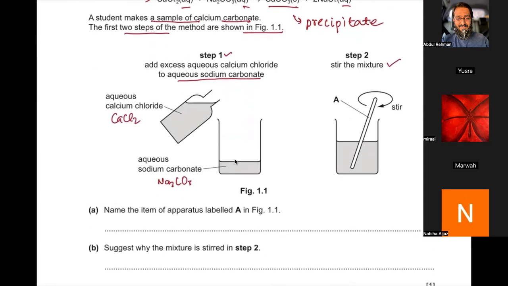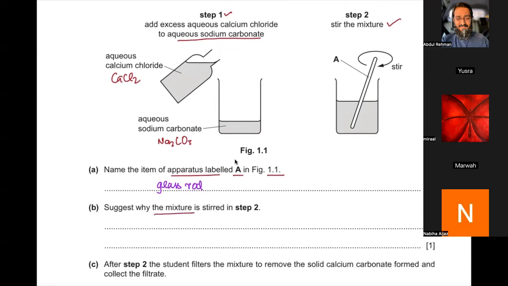Now what they are asking: name the item of apparatus labeled A in figure 1.1. Can anyone tell what it is? A stirring rod? Okay. But basically remember, the thing which we use to stir a solution is called a glass rod. We name it glass rod. So do remember this. It's a glass rod which is used to stir any solution in the chemistry lab.